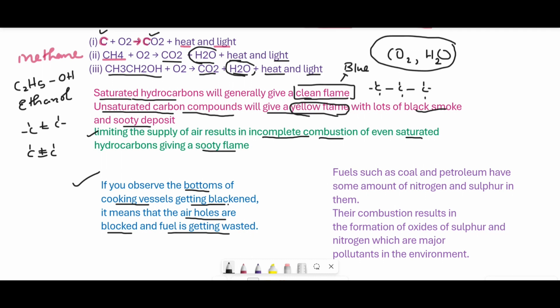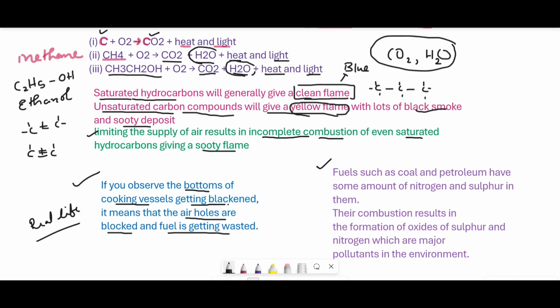Because we are not cleaning it regularly, the air holes get blocked and the fuel is wasted. That leads to incomplete combustion of the fuel. That's why the bottom portion of the cooking vessels gets blackened. This is a real life application question usually asked related to the combustion reaction.